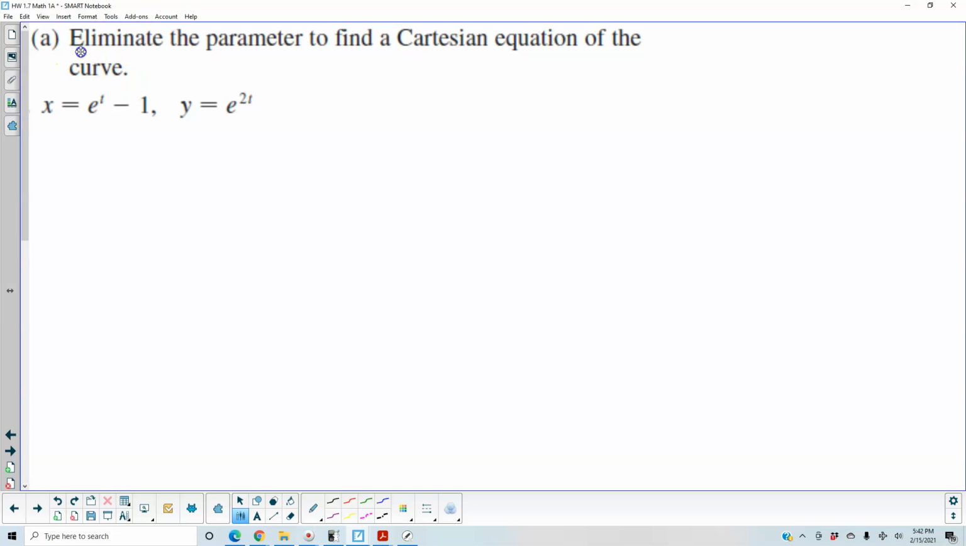Okay, in this example, we want to eliminate the parameter to find the Cartesian equation of the curve. We have x, which is equal to e to the t minus 1. We have y, which is equal to e to the power of 2t.